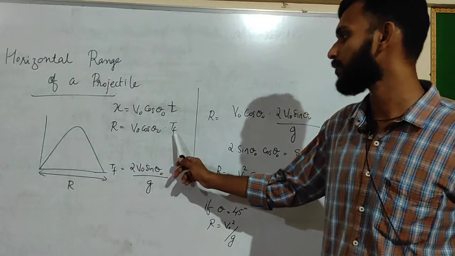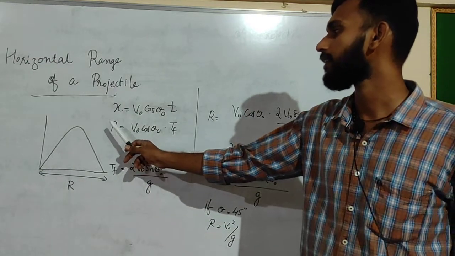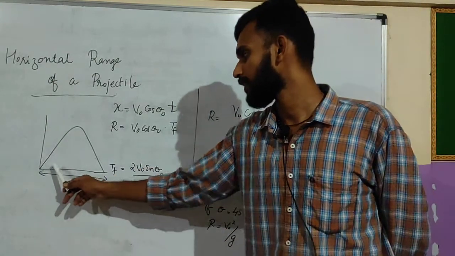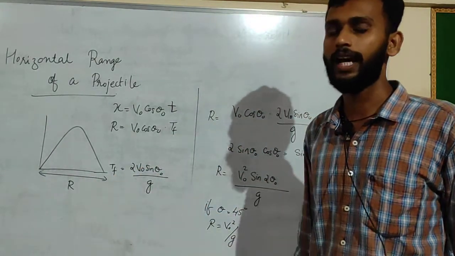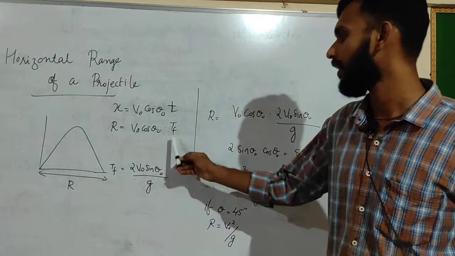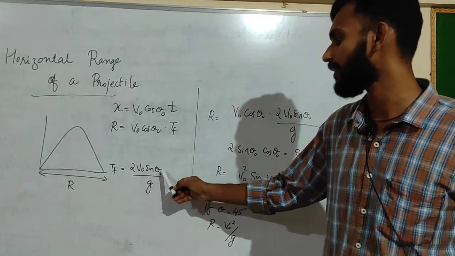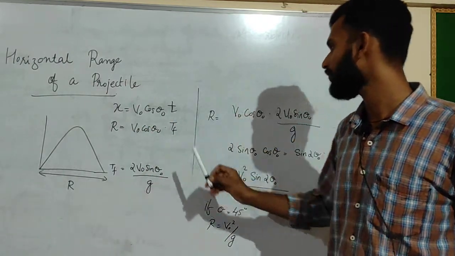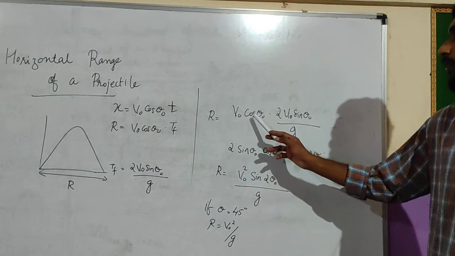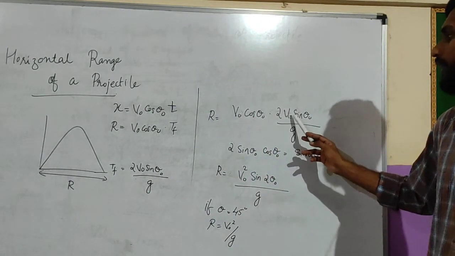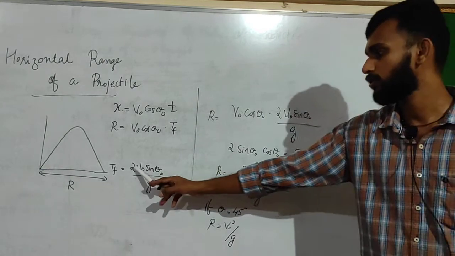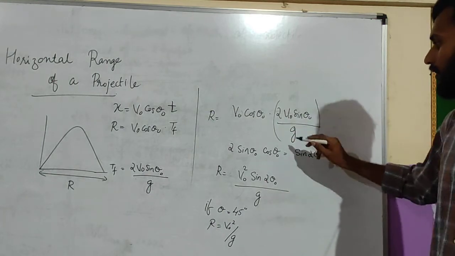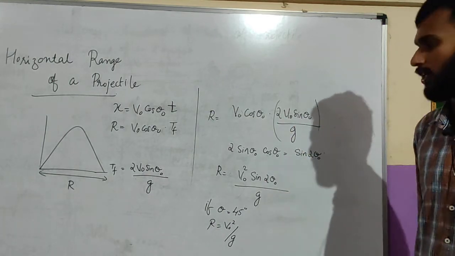So you have to substitute Tf when you are taking r, as r is equal to V0 cos theta 0 into Tf. For covering this much distance, the time required should be the time of flight, and Tf is equal to 2 into V0 sin theta 0 by G. So in this equation, substituting the value of Tf, you will obtain V0 cos theta 0 into 2 into V0 sin theta 0 by G, where Tf is equal to 2 V0 sin theta 0 by G.